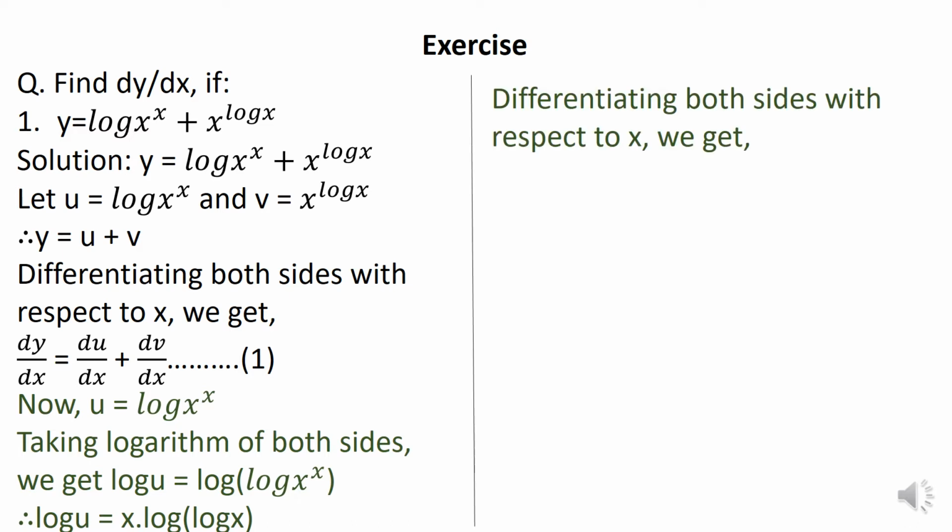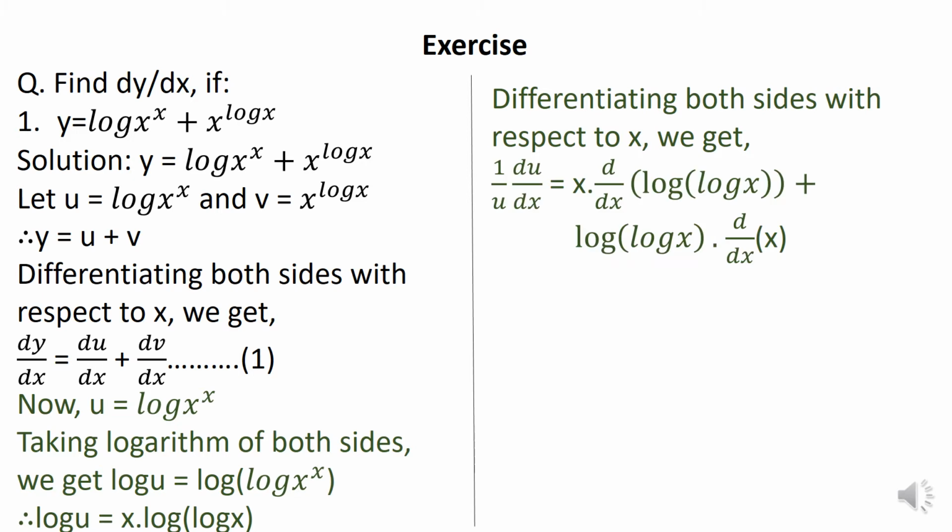Now we differentiate both the sides with respect to x, and thus the LHS becomes 1 upon u du by dx. Of course, you will remember that it is u and not x on the LHS. Log of any function, when we differentiate, it is 1 upon that function. So log of u is 1 upon u, of course. But since we are differentiating with respect to x, we get by chain rule du by dx as well. So LHS is 1 upon u du by dx. On the RHS, the product rule, that is x into differentiation of log x plus log x, the differentiation of x.